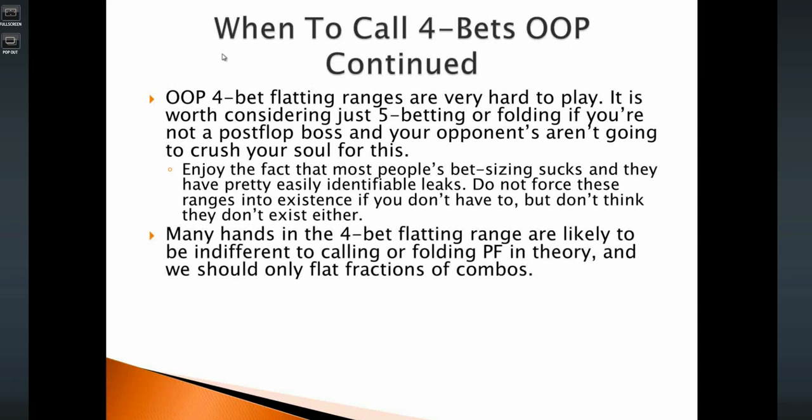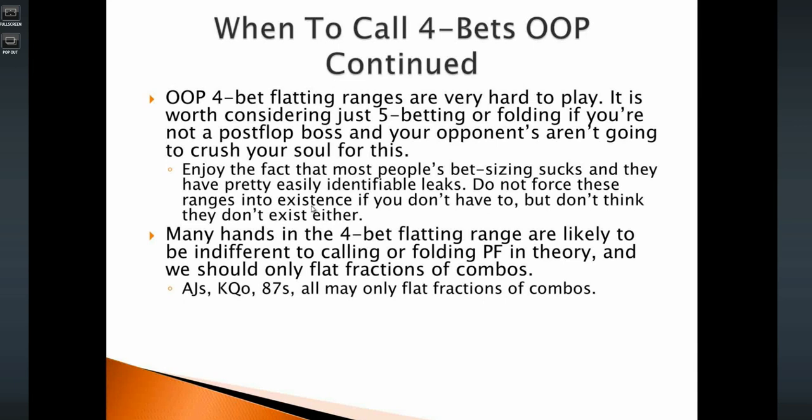Many hands in the 4-bet flatting range are likely to be indifferent to calling or folding preflop in theory, and we should only flat fractions of combos. This is a fun one. So ace-jack suited, king-queen off, 8-7 suited, all may only flat fractions of combos. Let's use big blind versus button as an example again. Let's imagine I open on the button, you 3-bet me with king-queen off in the big blind, which can make sense because it's a hand that does well against my 3-bet calling range. If I 4-bet and you flat all your king-queen off, that might be a really big problem because that's 12 combos, and your 4-bet flatting range probably isn't that big, so 12 combos make up a huge fraction of that range.